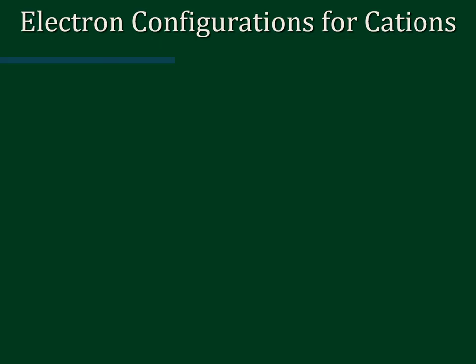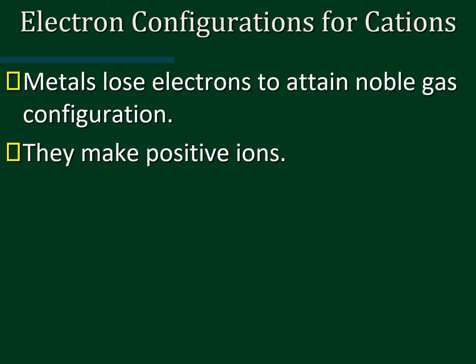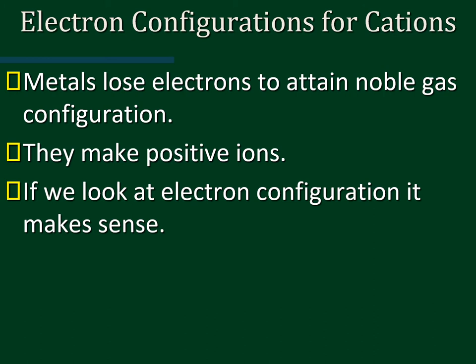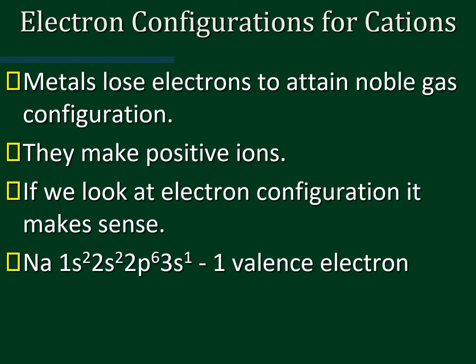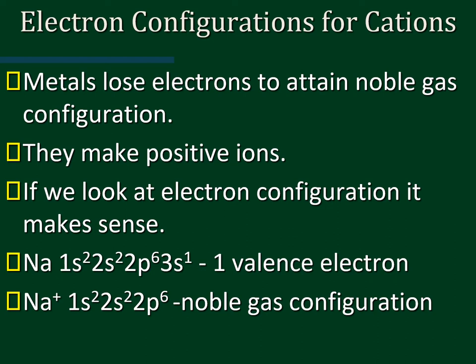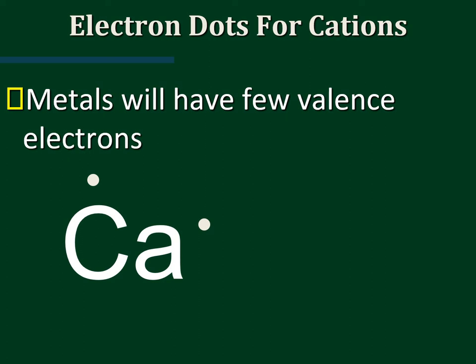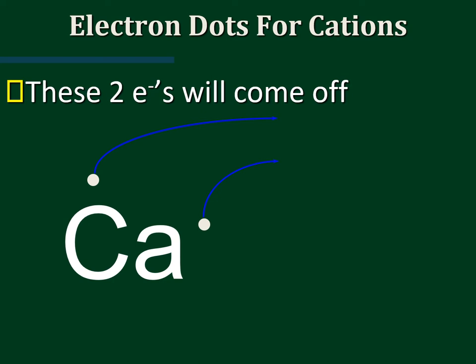So, electron configuration for cations. So, metals lose electrons to attain noble gas configuration. So, they make positive ions. So, we have here the sodium. So, it has one valence electron. So, sodium positive, noble gas. So, calcium. So, it has two electrons, positive cations, positive ions.